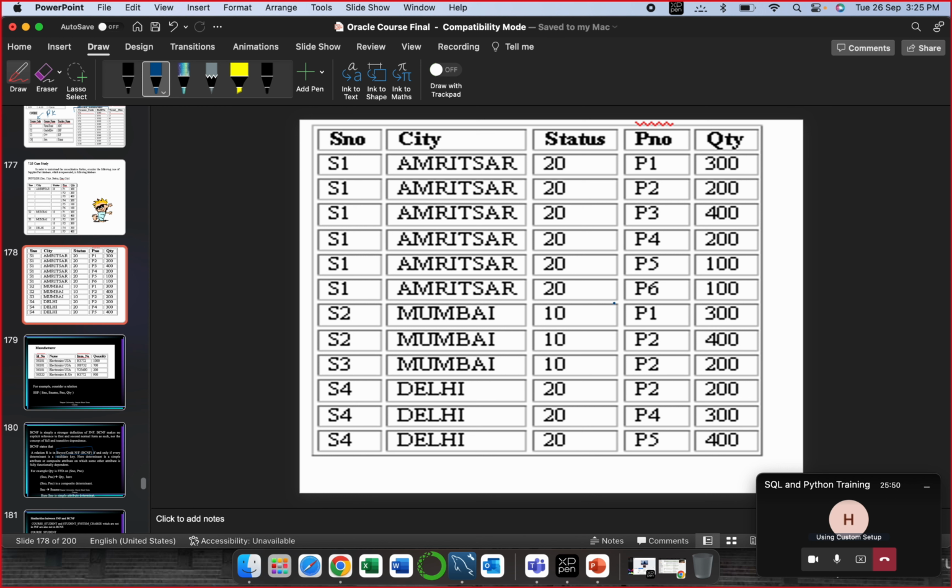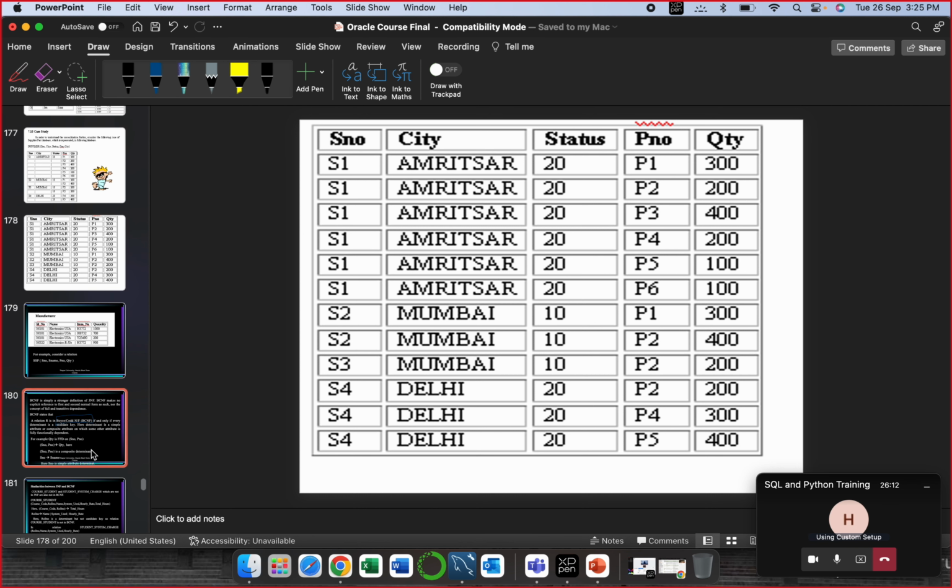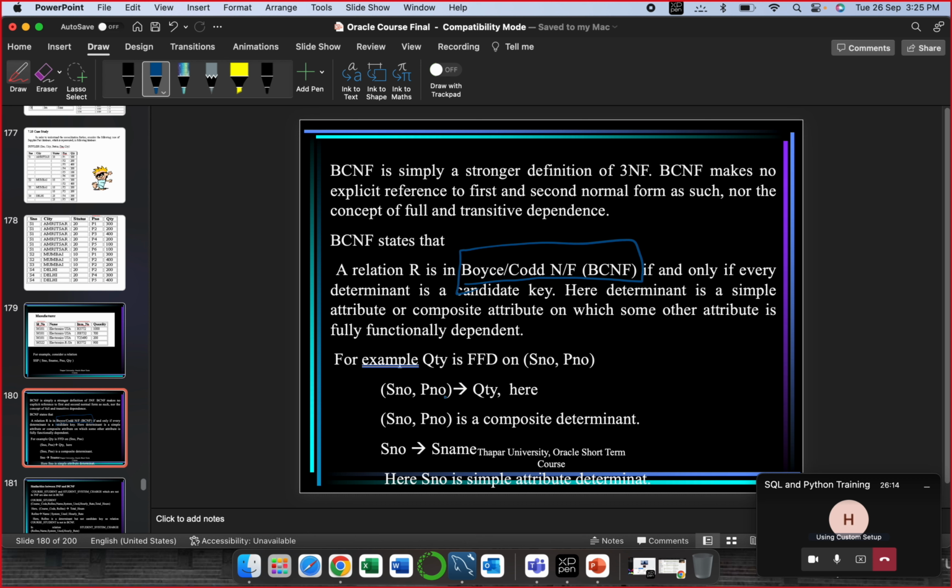Now S2 P1 is not S1 P1, so that is a unique combination. So if I need to identify how much quantity of product P1 has been produced, supplied or generated, serial number and P number help me identify the quantity. That's what shows that there is a functional dependence between serial number and product number.